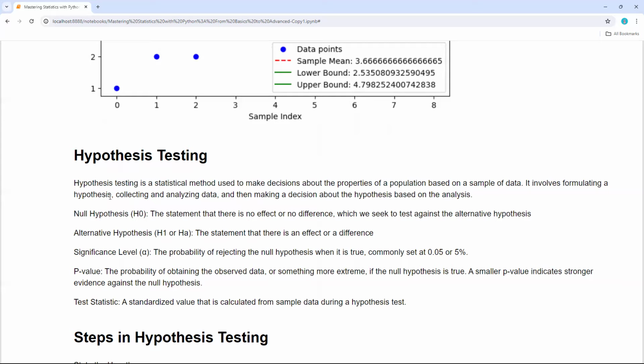So null hypothesis, the statement that there is no effect. Before any training session was conducted, the students' marks were like 80, 85, 90, 95, 100. Even after providing the training, if they are getting the same scores, then there is no effect, right? There is no difference, which we seek to test against the alternative hypothesis. Alternative hypothesis means the statement that there is an effect or difference. So null hypothesis means there is no significant difference, and alternative hypothesis means there is a significant difference.